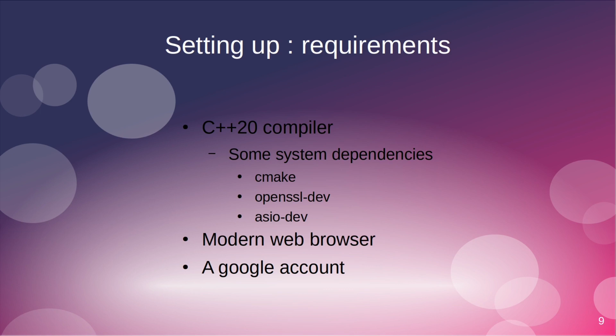For setting up, we are going to need some requirements. I won't be very picky about the tools you can use. Just feel free to use whatever IDE and OS you want. You only need a C++20 compatible compiler with some basic dependencies such as CMake to build the program, OpenSSL, and ASIO to handle cryptographic and I/O in the program. You need a modern web browser. I will be using Firefox. And you need a Google account to create the spreadsheet and to call the Google API.